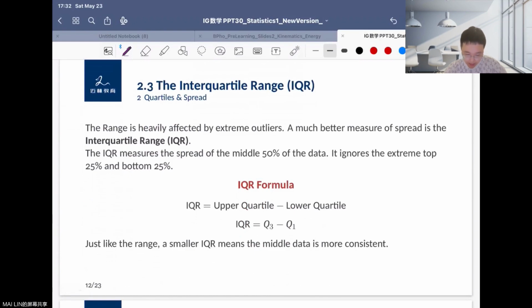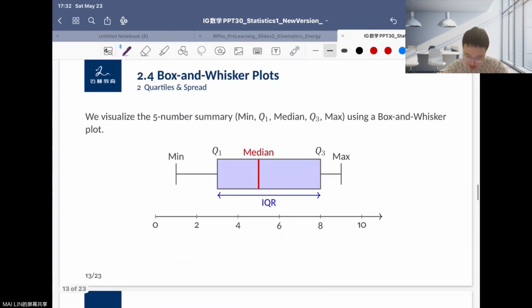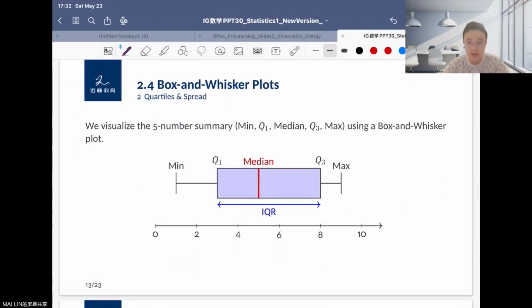So also we can set a new word called interquartile range. That means the upper quartile's value minus the lower quartile's value. You can say it's Q3 minus Q1 right here, okay? That is it. So here, also we can use a box and whisker plot to represent this, okay?